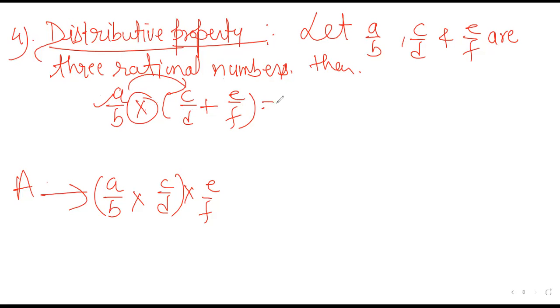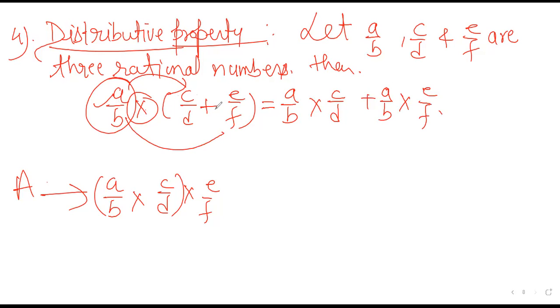Or simply you can say whatever the number outside the bracket will be distributed to both the numbers, a/b into c/d and a/b into e/f. Whatever number is outside the bracket will be multiplied with both the numbers inside. Okay, this is the distributive property over addition.